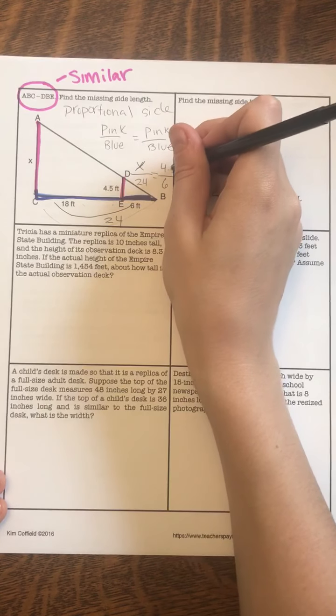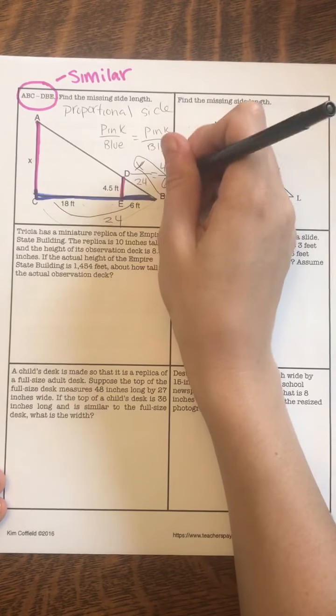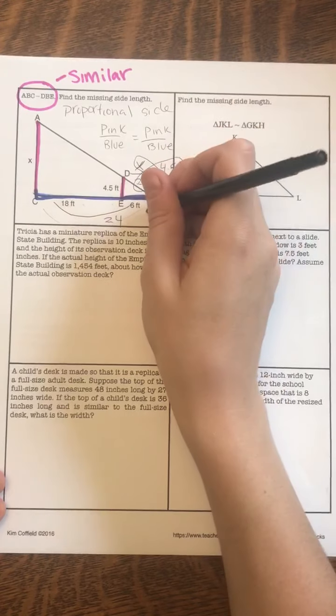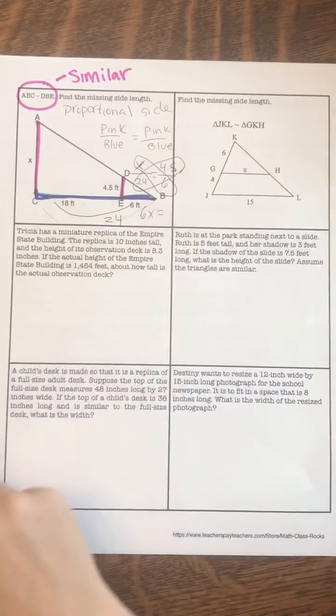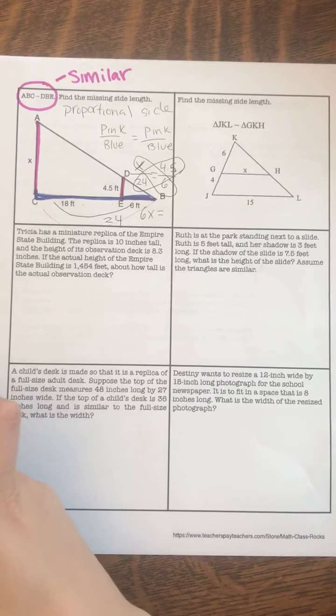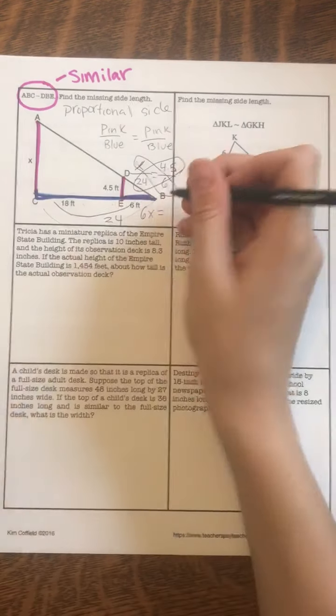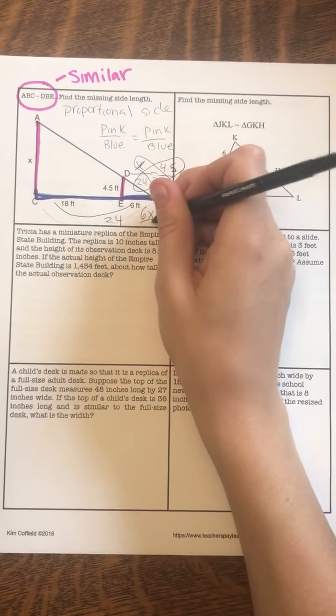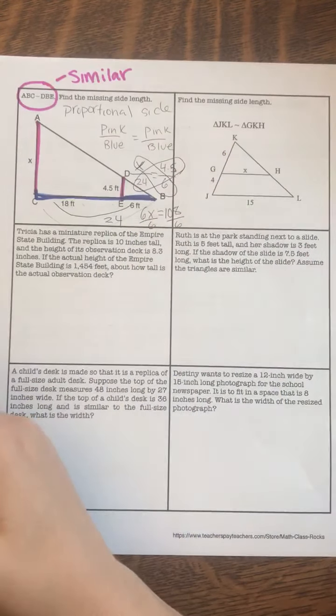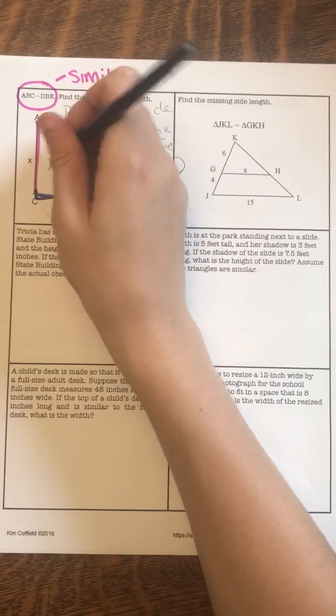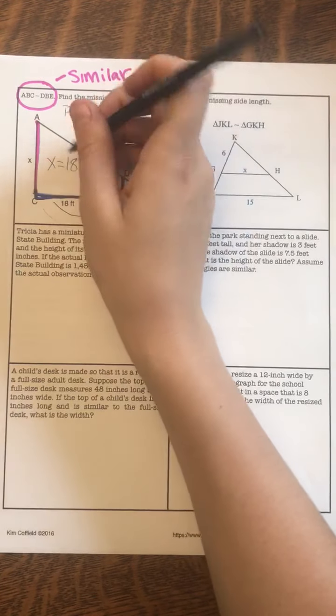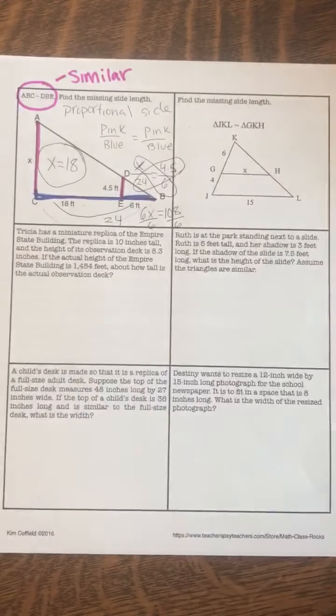And then we just cross multiply and divide. Butterfly, butterfly. So it's 6 times X, which is 6X, and then 24 times 4.5, which equals 108. And last step, divide both sides by 6, and you get X equal to 18. Pretty cool, huh? Very, very cool.